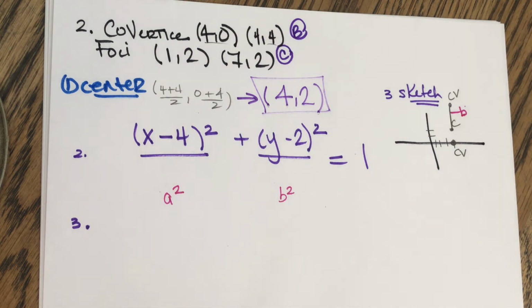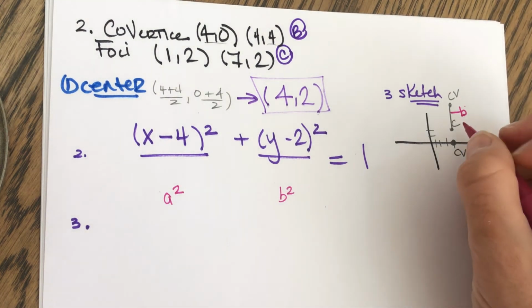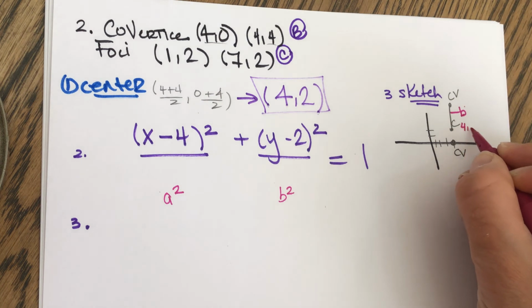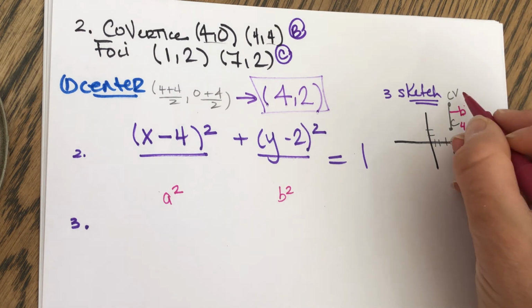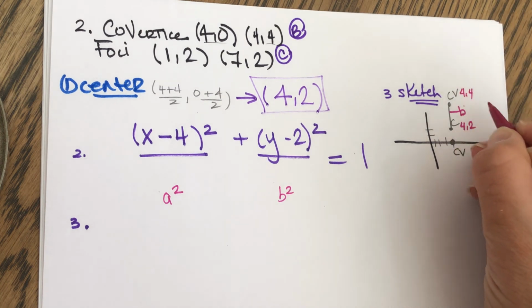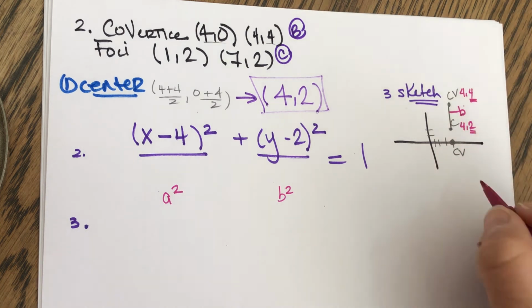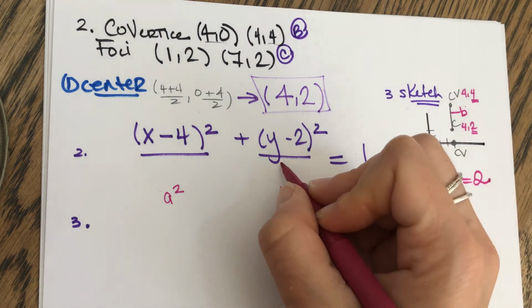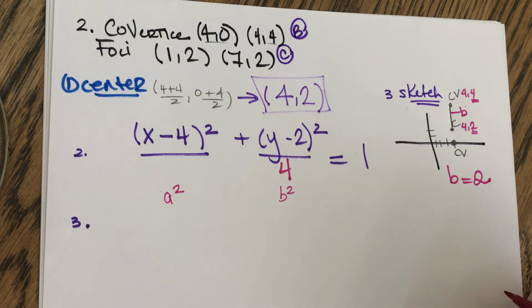Okay, now let's find our B value. So where are we at? Center is 4, 2. And here, I don't care which one you guys use, 4, 4. So from 2 to 4, my B is 2. So if B is 2, put this in 4. Okay? So then, obviously, you don't have an A, so we have to find our C.